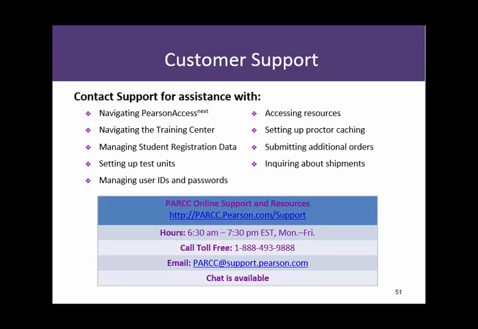Support can navigate you through Pearson Access Next, through the training center. They can help you load your students into Pearson Access Next. They can get you ready for online testing. Those hours of availability, Eastern Time, 6:30 a.m. to 7:30 p.m., Monday through Friday. We can be reached at 888-493-9888. You can always email the same call center at parc@support.pearson.com, and chat is available once you're logged into Pearson Access Next. You may chat with a call center agent that can help you right away for any support you need in Pearson Access Next or for online training.